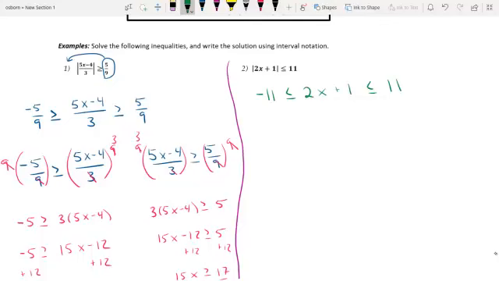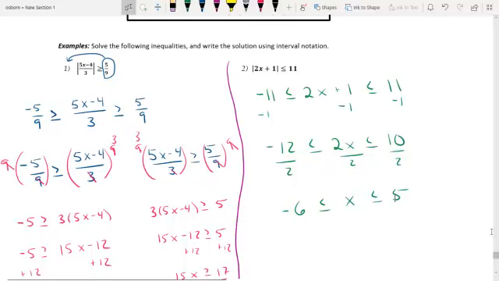So what I'm going to do is I'm going to subtract 1 from all of the sides. That gives me negative 12 is less than or equal to 2x, which is less than or equal to 10. And then I divide everything by 2. That gives me negative 6 is less than or equal to x, which is less than or equal to 5.